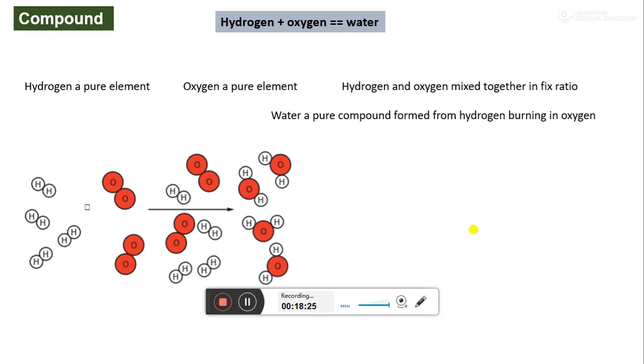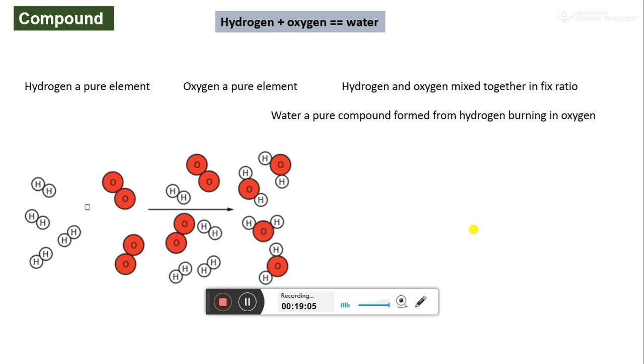Now we have the compound. What do you mean by compound? I already discussed that two or more elements combine together and form a compound if they combine chemically and in a fixed ratio. They should combine chemically and in a fixed ratio, that is known as a compound. Hydrogen plus oxygen will form water, right? Hydrogen is a pure element, oxygen is a pure element, and hydrogen and oxygen mix together in a fixed ratio. Water is a pure compound formed from hydrogen burning in oxygen.